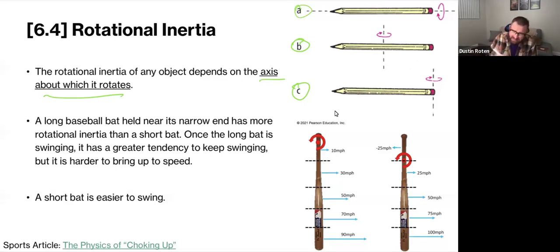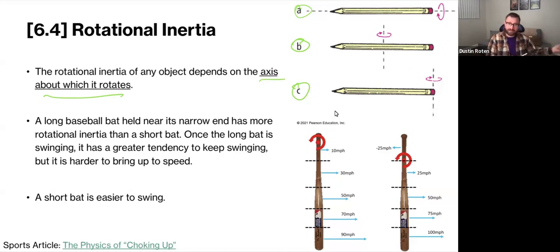You can actually see the same idea if you play baseball. So a long baseball bat held near its narrow end, where you would hold a baseball bat, actually has more rotational inertia than a short bat. If you want to be a heavy hitter, you want to get as much mass away from you as you can. That means the bat is going to be really hard to swing, but it's going to make you a heavy hitter because there's so much mass, so much inertia there.